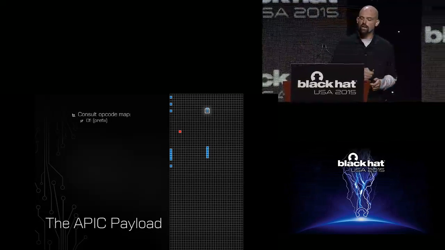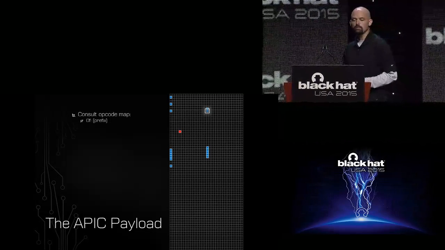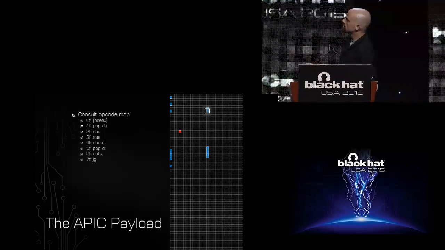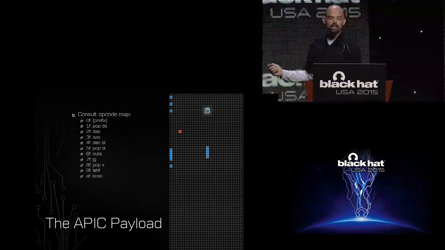If you consult an opcode map, our choices are pretty slim. We've got prefix bytes that don't do anything, some ways of modifying the stack, a bunch of instructions that shouldn't even exist in this architecture. None of these do anything for us.